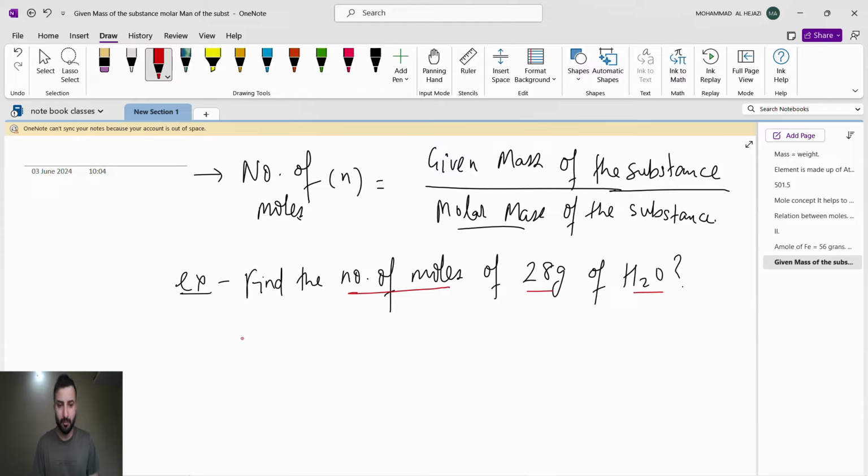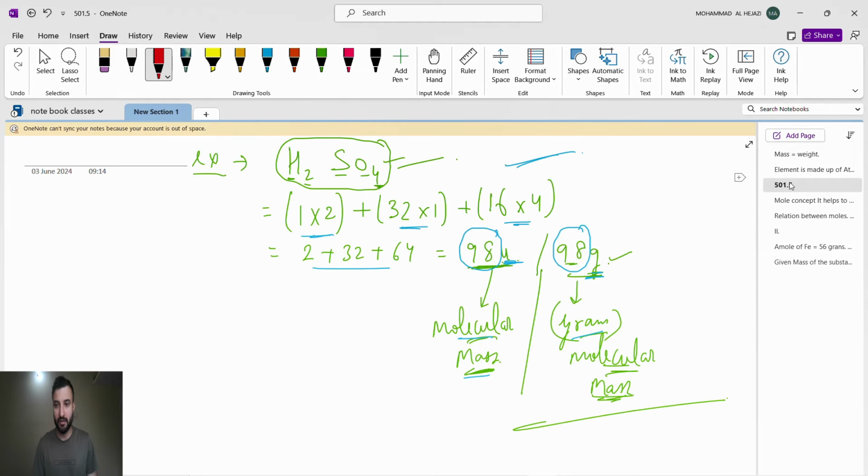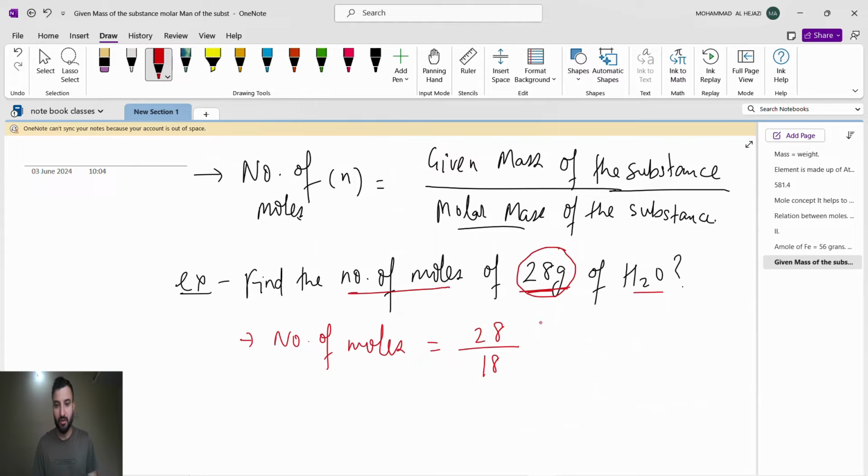Because we have a formula. Number of moles formula is given mass. What is the given mass? 28 gram of H2O. So given mass is this. This is the given mass which they will give in the question itself. The given mass is 28 divided by molar mass. Molar mass of H2O is 18. We know how to find it, right? Every mass we will find like that only. So once you divide, you will get the answer.